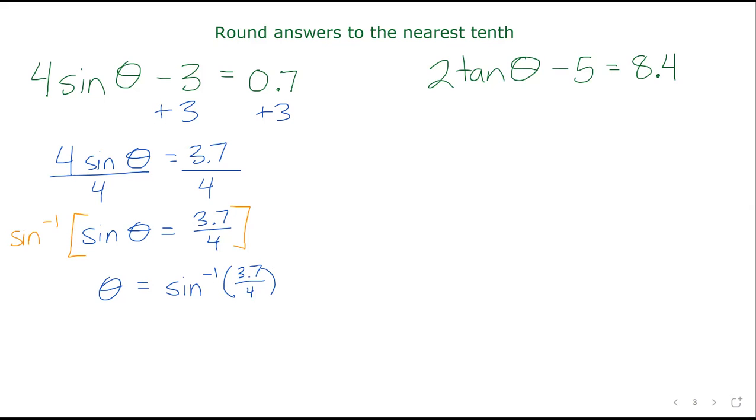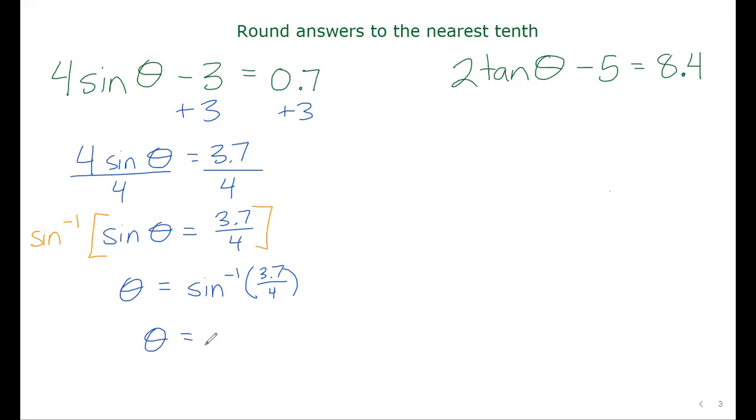That would go in the calculator, and rounded to the nearest tenth, and pause if you want to make sure you get that in your calculator correctly. But rounded to the nearest tenth would be 67.7 degrees.